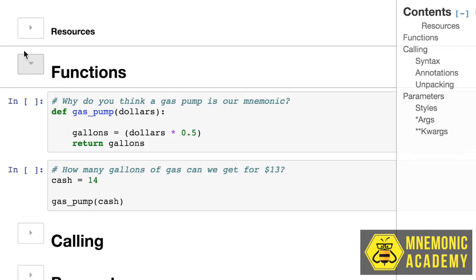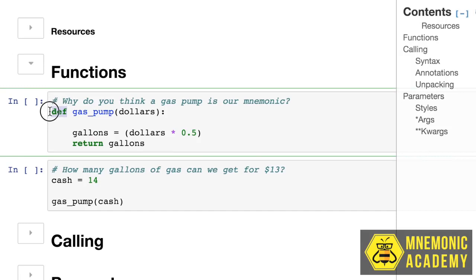We would do a syntax that started with def, for define, or defining a function, short. And then we would give it a name using our normal naming conventions. We don't do camel case. We could, but we just conventionally don't. And we can't use dashes or a number at the beginning. So we have gas pump. This looks good. And then we have an open and closed parentheses and a colon. Okay, this is just a syntax to get used to. And in here is where we're passing our variable.